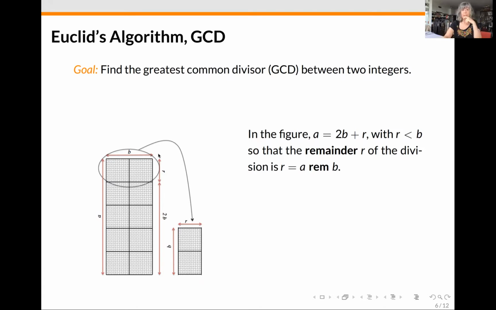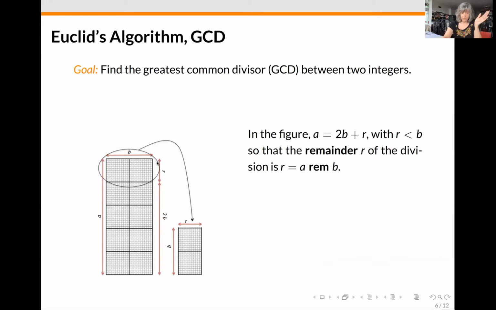So here in the figure, I have depicted a rectangle. And in this rectangle, the very small squares represent 1 unit, so it would be 1 integer. The vertical length is an integer A, and that's the size of the vertical side. And the size of the horizontal side is B.